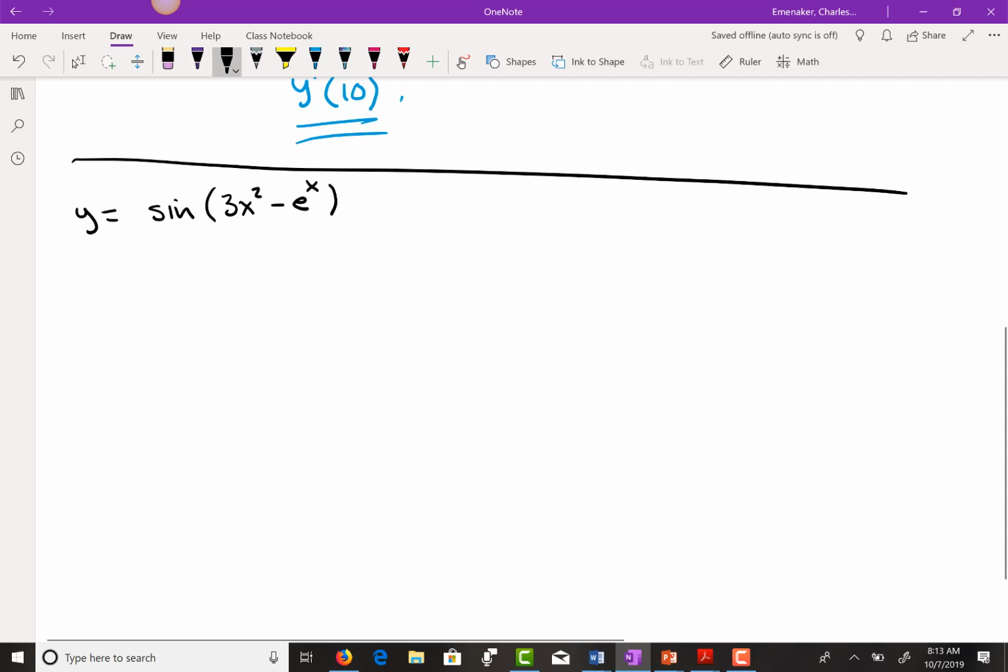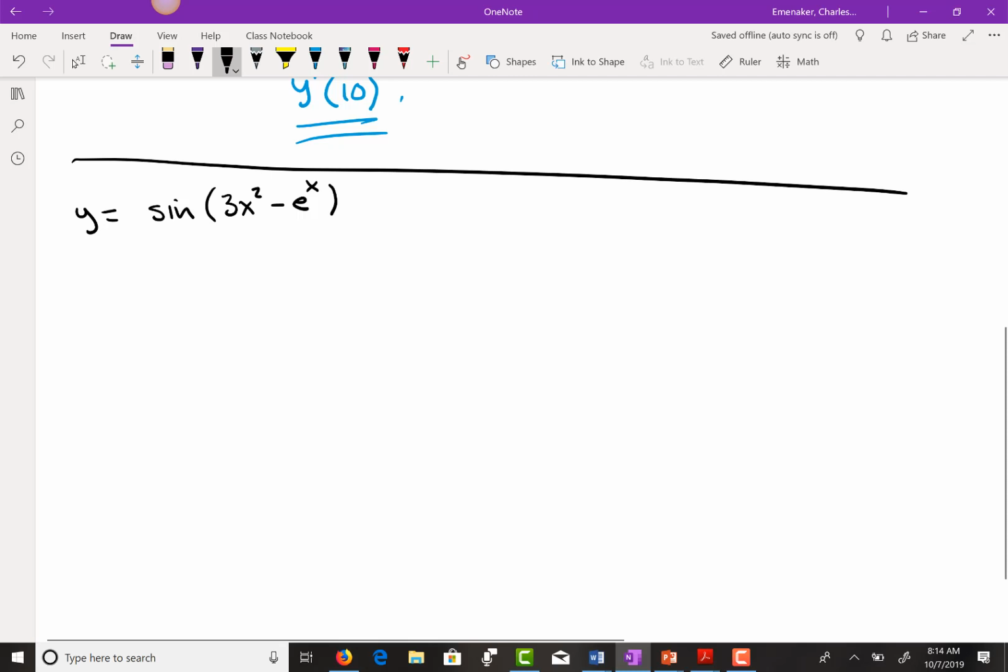First thing to realize is this is not a product rule. This is not a product rule, is it? Because it's not sine times the 3x squared minus e to the x. Okay, it's not sine times that. Does that make sense to everybody? You okay with that? It's sine applied to it. So this is not a product rule. This is going to be chain rule again.